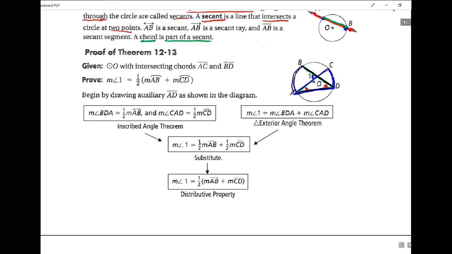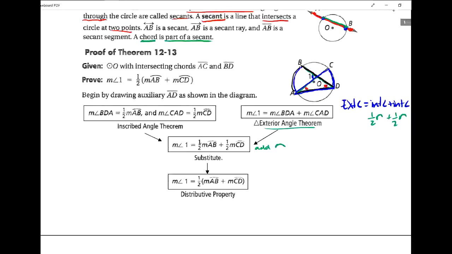So if I add my 2 interior angles to get my exterior angle, my exterior angle equals interior angle plus interior angle, my 2 remote interior angles, and my 2 remote interior angles are 1/2 of the arc plus 1/2 of the other arc. We see our exterior angle theorem, and then we're adding our arcs, and then we simply pull out a 1/2, and it is half of the sum of those arc measures. So that's a pretty neat little way to do it.